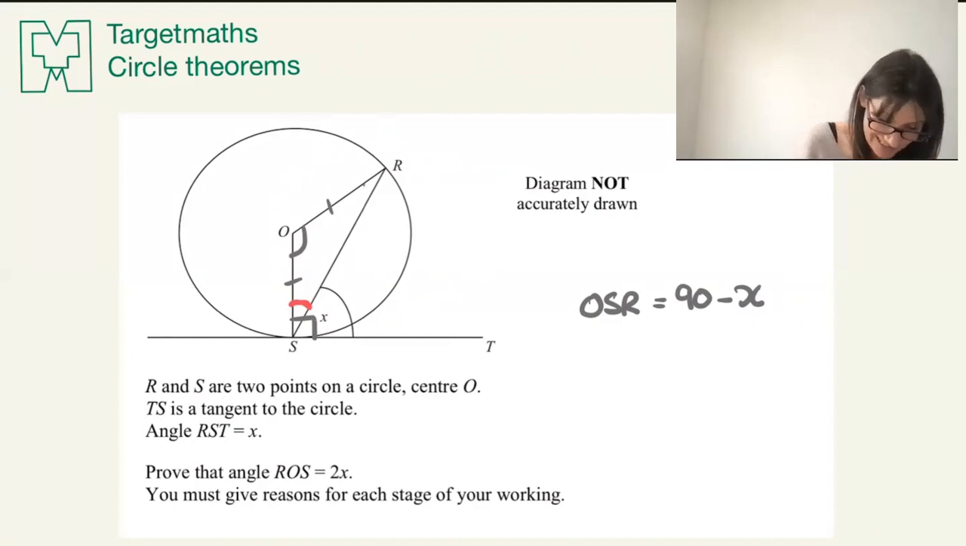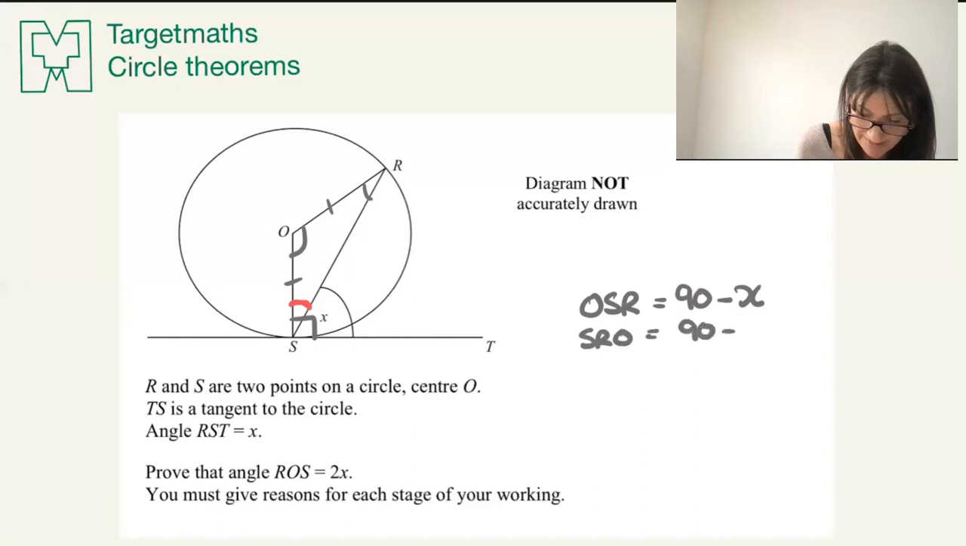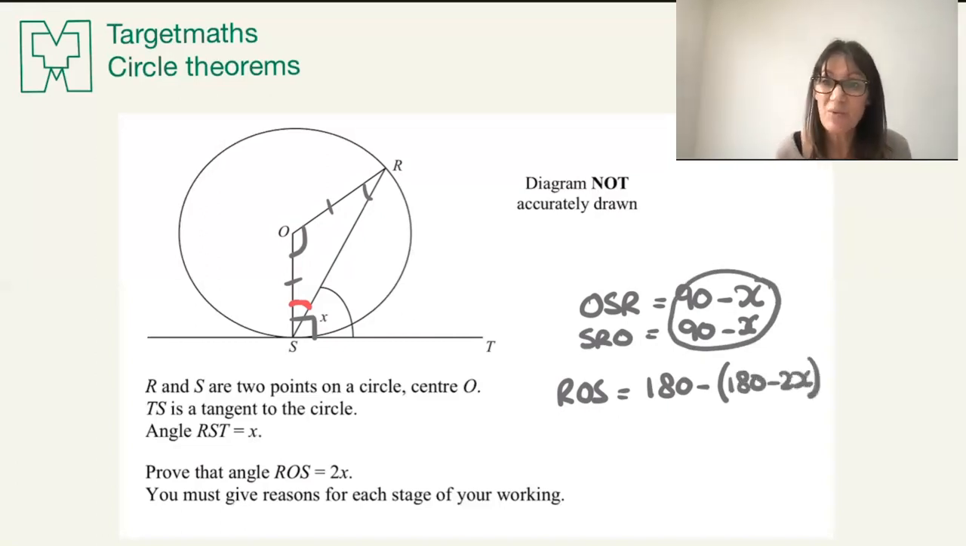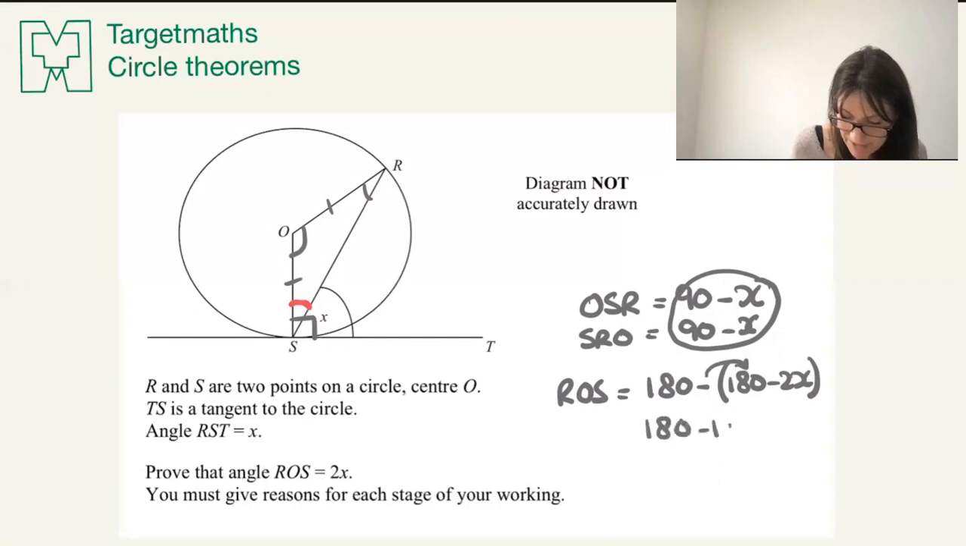Because of the isosceles situation, I know that SRO, or ORS, depending on which way around I want to do it, is also going to equal, let's write it down properly, SRO is also going to equal 90 minus x. Okay, so my ROS, the one that they want me to find, is going to be 180 minus this. 90 plus 90, 180 minus 2x. This is exactly what we saw a moment ago. Okay, this is going to expand to give me 180 minus 180. The 2 negatives here create plus 2x. They cancel out, and I've just proved that ROS equals 2x.